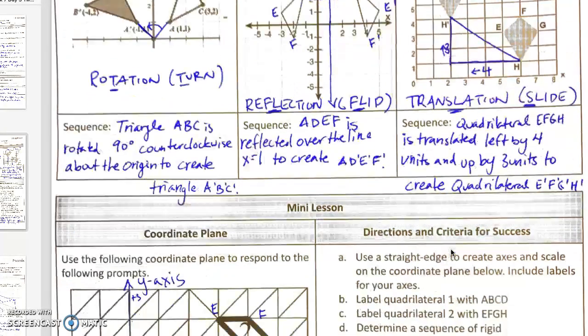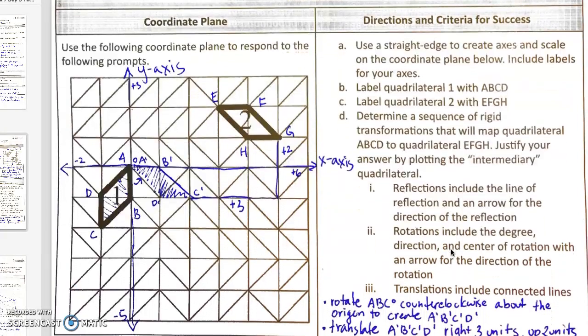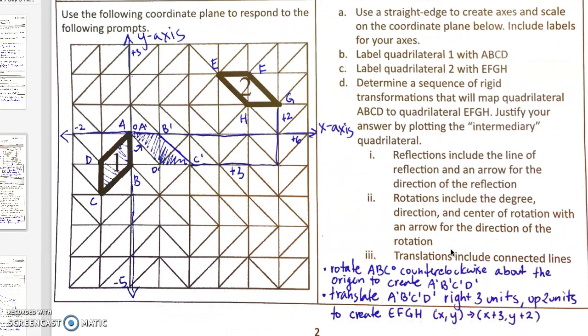Okay, next we're going to move on to our mini lesson. One of the things that you'll be working on in your QPA is working with real-world patterns. So what I've done for you today is prepared a few different tessellations, or repeated geometric patterns, and we're going to practice mapping one shape to the next.